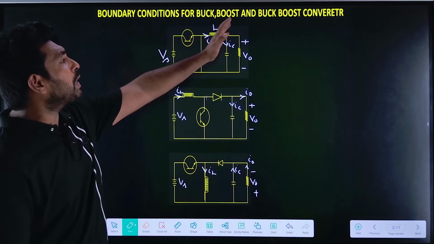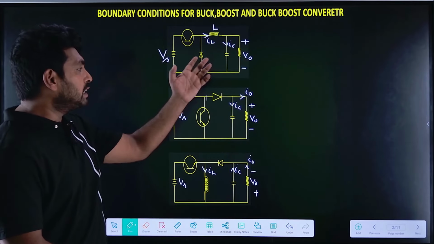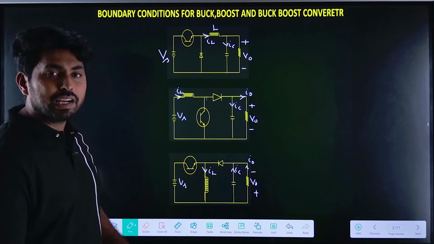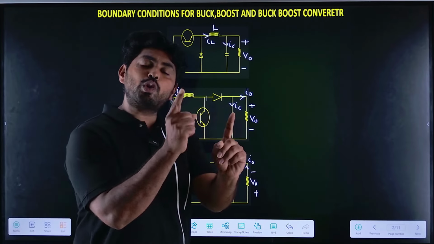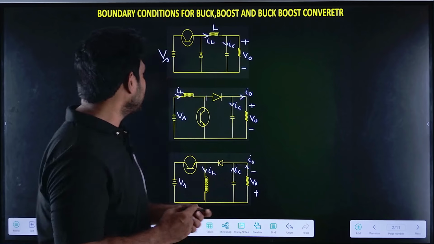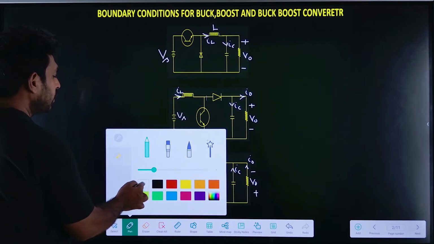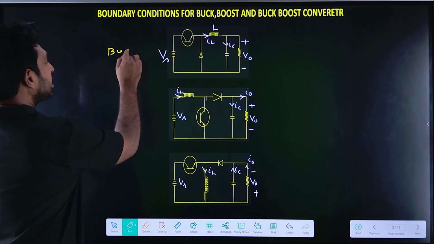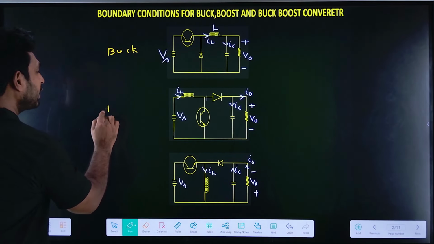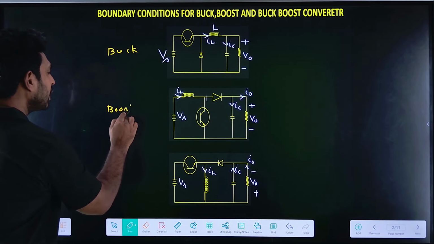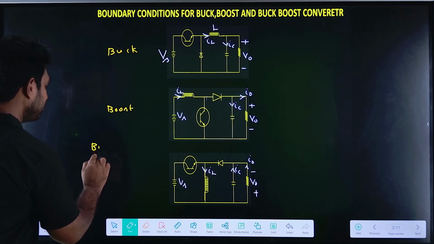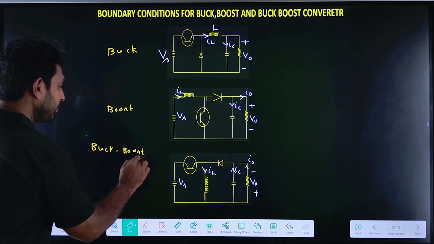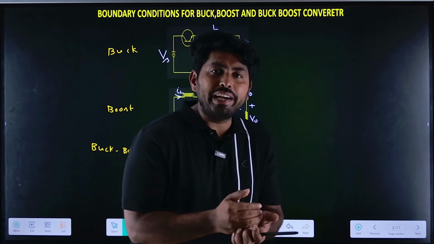If the inductor is placed on the load side, it is a buck converter. If the inductor is placed on the source side, it will be the boost converter. If the inductor is placed in between the source and load, it will be the buck boost converter. So this is the buck converter, this is the boost converter, and this is the buck boost converter. So how can you find the conduction mode?